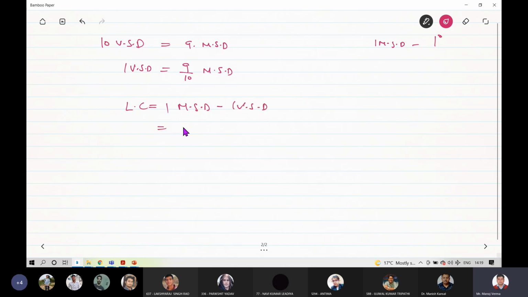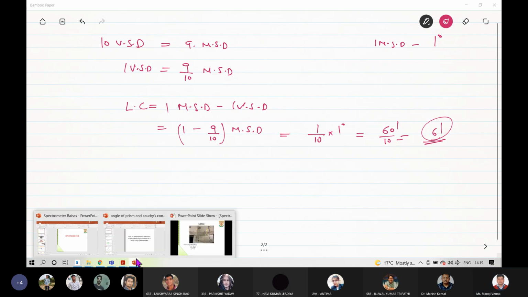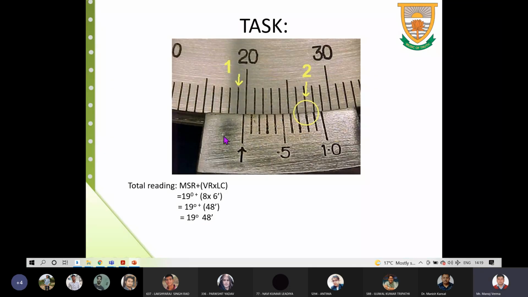So if I calculate this, it will be 1 minus 9 by 10, and I will take common main scale division. So it will be 1 by 10 of main scale division, which is 1 degree, or I can say 60 minutes. So it will be 6 minutes. So the least count of this particular device will be 6 minutes.